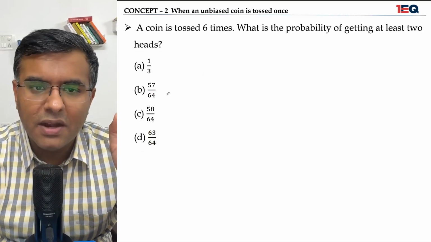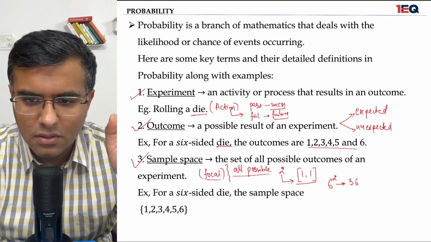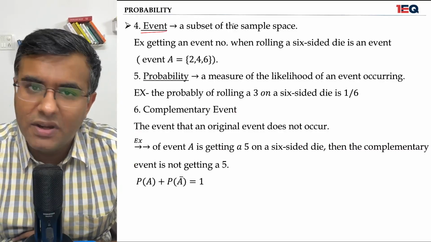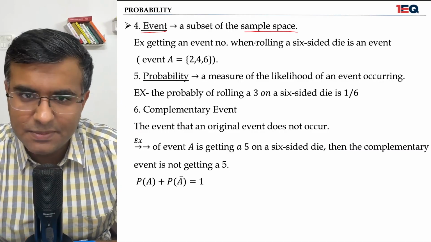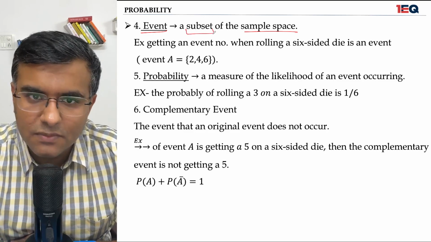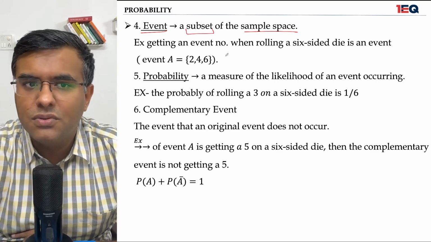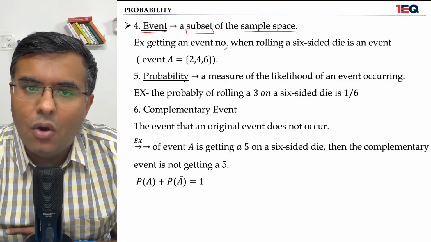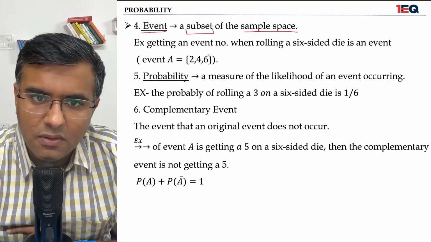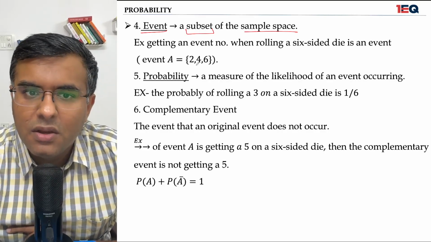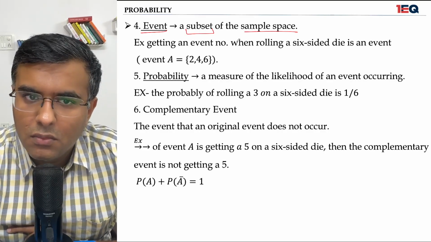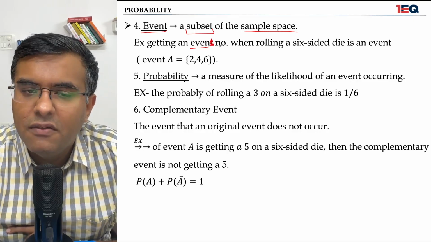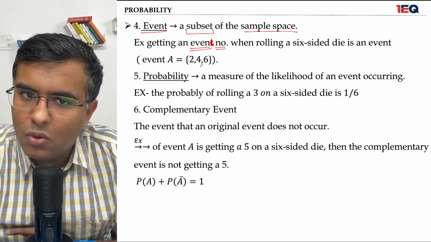Coming back to the beginning of the chapter, we were here. Now, the fourth point is an event. It is basically part of a sample space, a part which you have chosen from the sample space. Let's assume that you said all the numbers which I want while rolling the die should be even. This is not an even number, this is an even number. Example is that we're getting an even number when we are rolling a die.